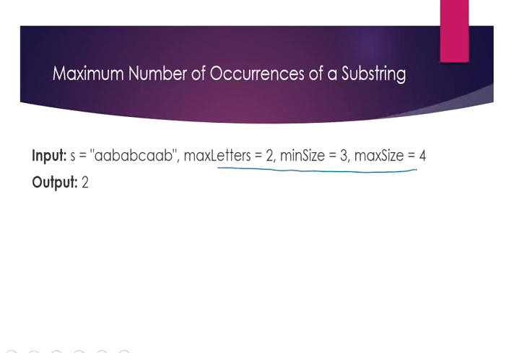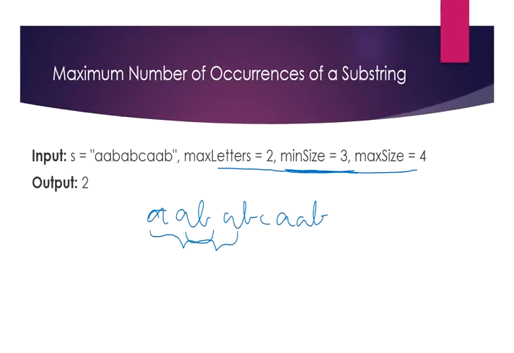So let's consider our string A, B, A, B, C, A, A, B. The minimum size must be 3. So let's start by considering the first three characters, A, B, A, and the size is 3, and the maximum letters used here is 2. So this substring satisfies the condition. Next, start from the second character, and the next three will be the minimum size. And it does satisfy the condition, that is 2 maximum characters, minimum size of 3 and maximum size of 4. So now ABA occurs one time.